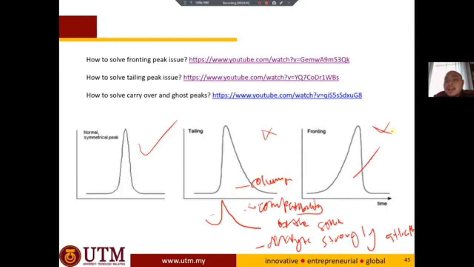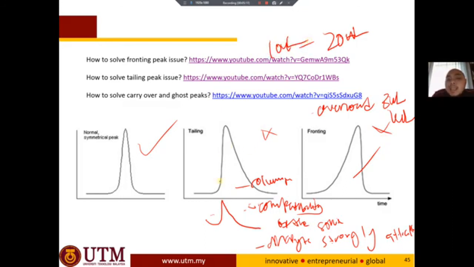Peak fronting, based on my experience, the only thing that can cause peak fronting is column overload. Maybe instead of injecting 3 microlitres, you inject 1 microlitre. That is for GC. For HPLC, usually we inject 20 microlitres. If this appears in HPLC, then I will inject 10 microlitres. Usually when I inject 10 microlitres, it should be solved.